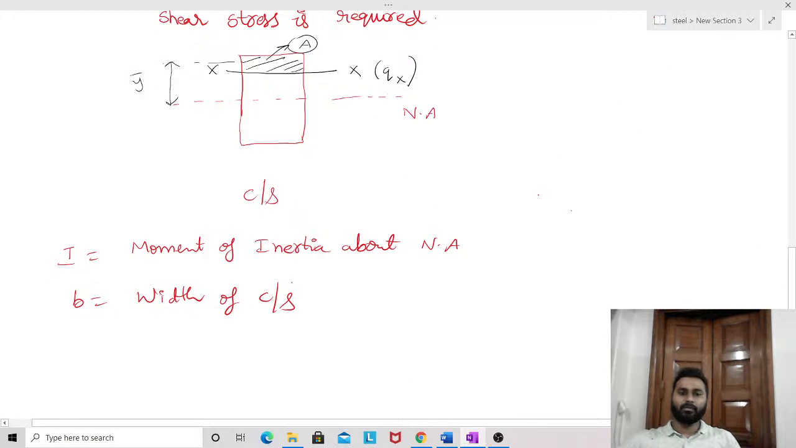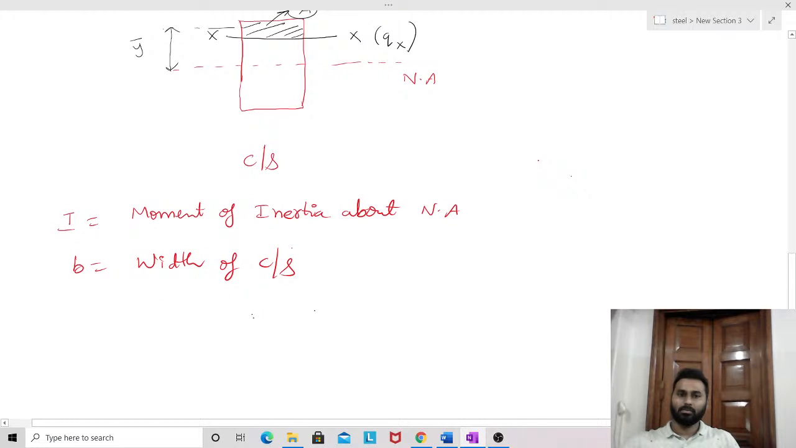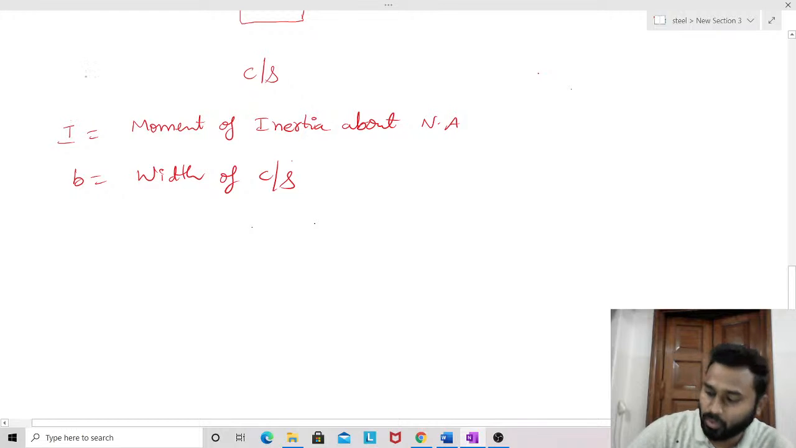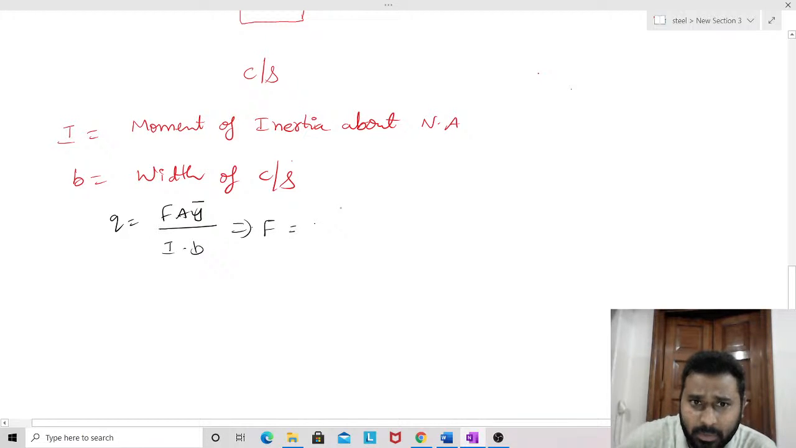Now let us write this formula. So now Q, once again I'll write this formula. Q is equal to F A y bar upon I B. Okay. From this we need to find F. It means F is equal to Q into I B upon A y bar. Is that okay?